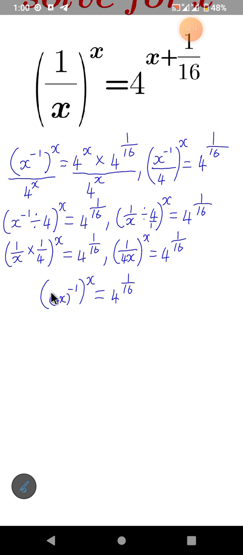So I'm going to write this first. I'll say 4x raised to the power of minus 1, raised to the power x, equal to 4 raised to the power of 1 all over 16. So now I'm going to raise both sides to the power of minus 4. So we put a bracket here, and open another bracket here.